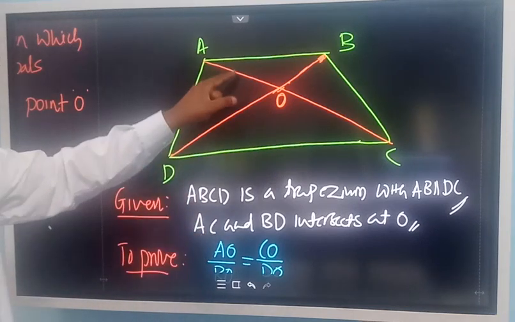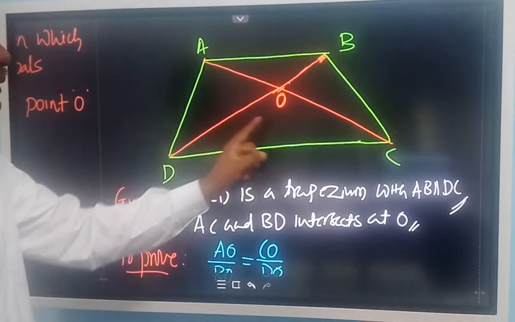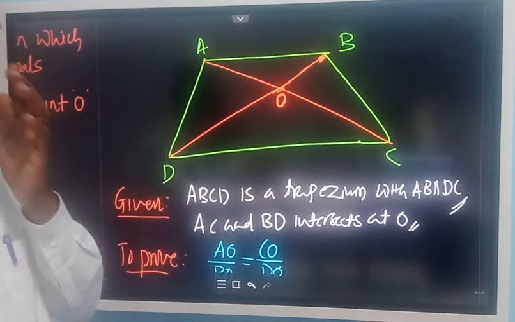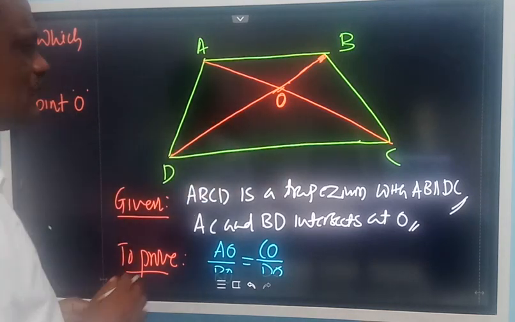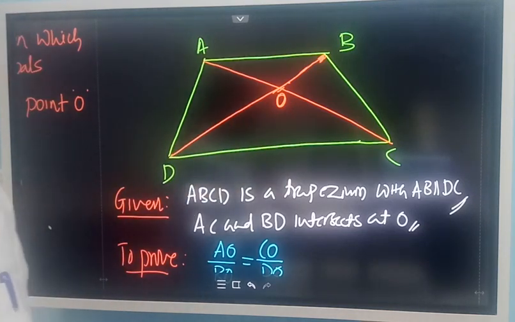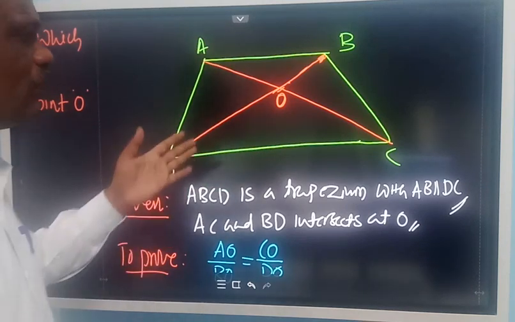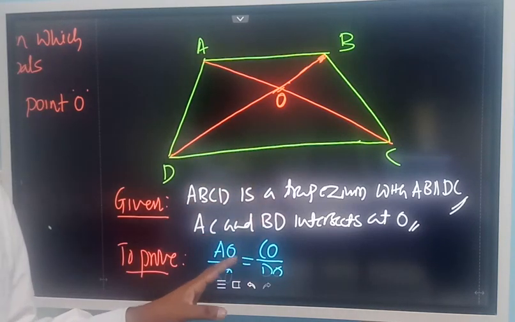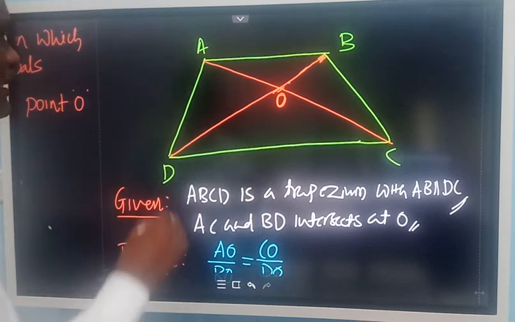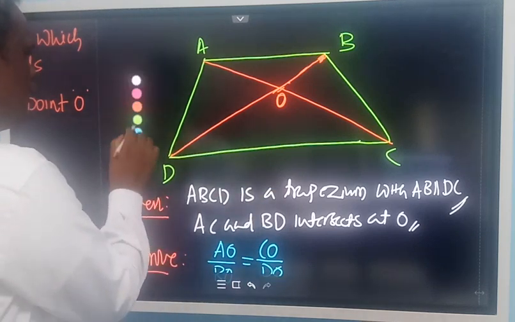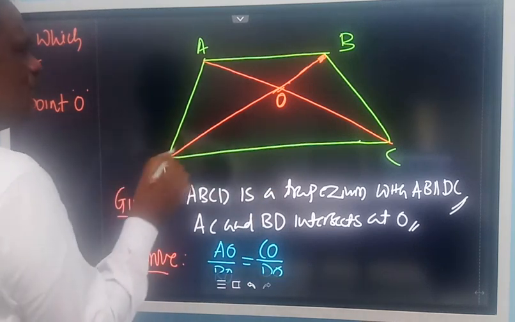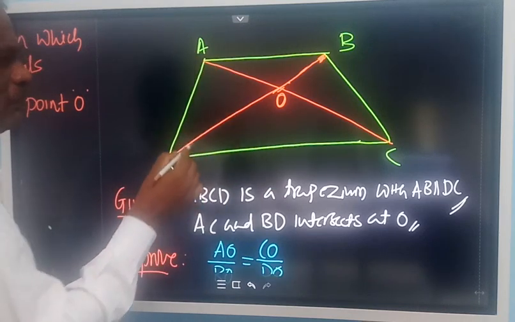Then you have to prove that AO by BO is equal to CO by DO. So here, we are dealing with the chapter triangles. We have to apply Thales theorem or converse of Thales theorem here. So let us draw a line parallel to one of the parallel sides of the trapezium.